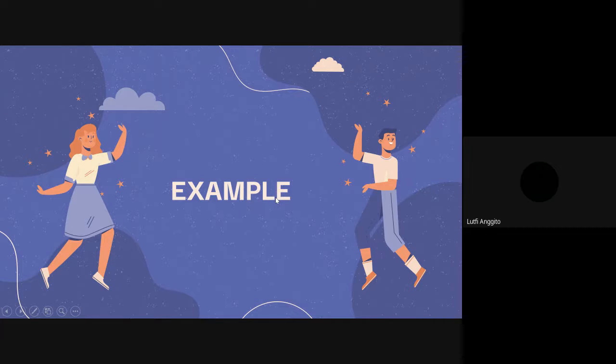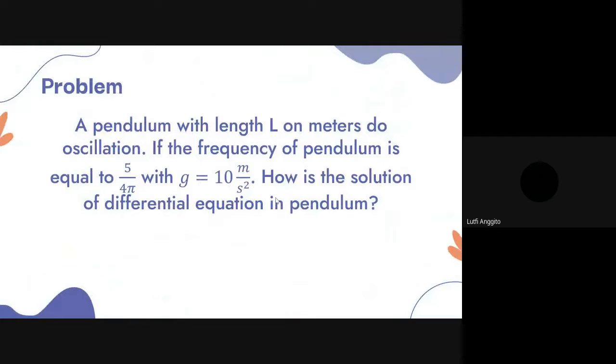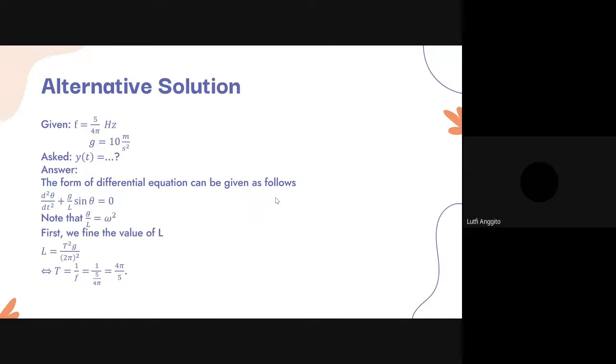Okay, thank you, Mubin. I will explain the next, that is an example of a pendulum without damping. So here's a problem. There is a pendulum with length L meters in oscillation. If the frequency of the pendulum is equal to 5 over 4π with g equals 10 meters per second squared, what is the solution of the differential equation of the pendulum? So here's the alternative solution. Given the frequency equals 5 over 4π hertz and the gravity equals 10 meters per second squared, the question is to find θ(t).